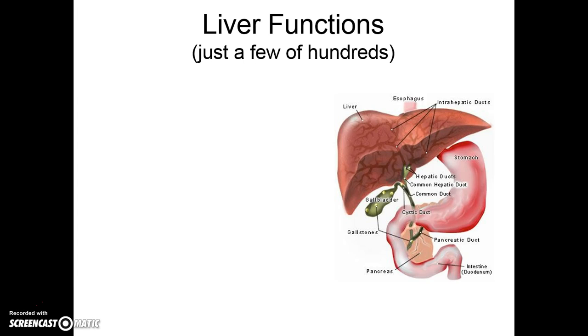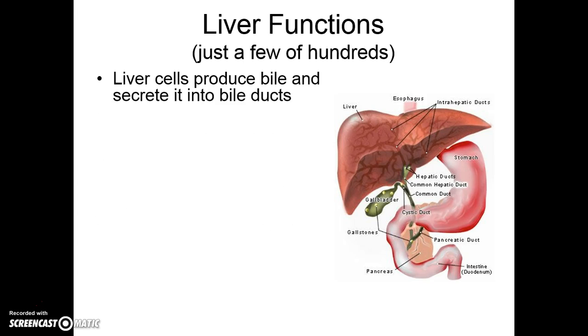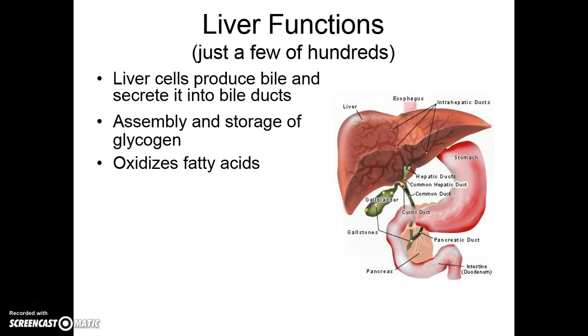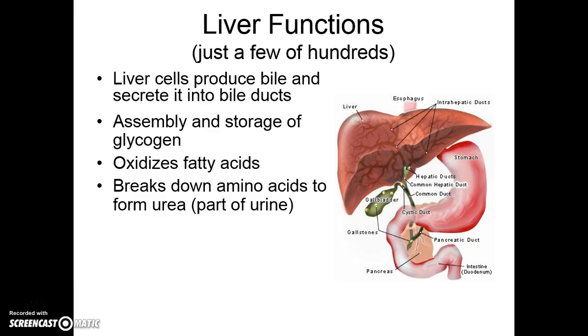Alright, liver has a ton of functions. I'm just going to list a few here that kind of overlap things we've talked about. So we've already mentioned the role of creating bile. We've talked before about how it's a major storage area for glycogen, even though we don't store that much glycogen in our body. It oxidizes fatty acids, meaning when the fatty acids are broken down, they are technically an acid, and when you combine with oxygen, that can reduce the acidity of that. And it breaks down amino acids to form urea.